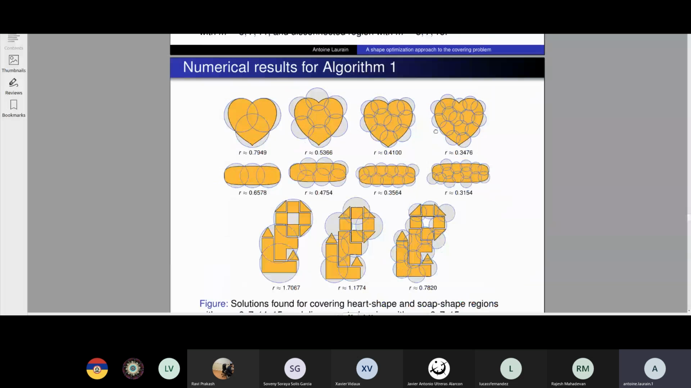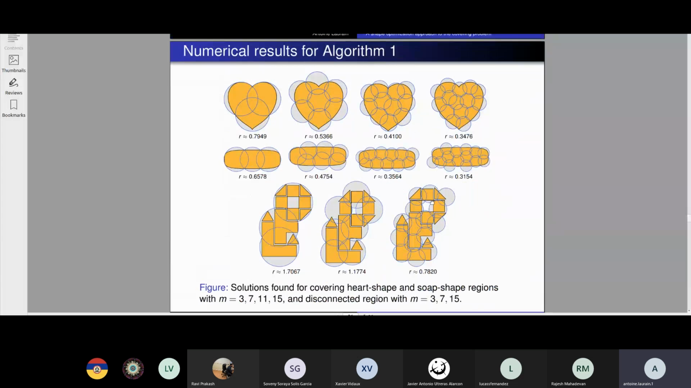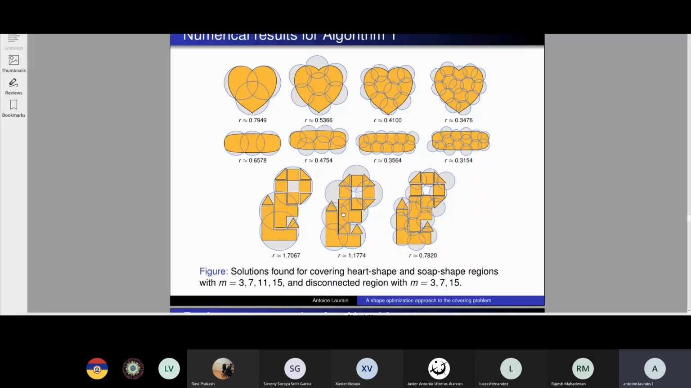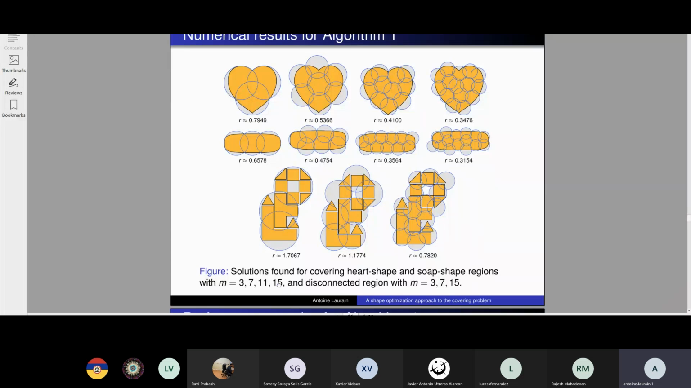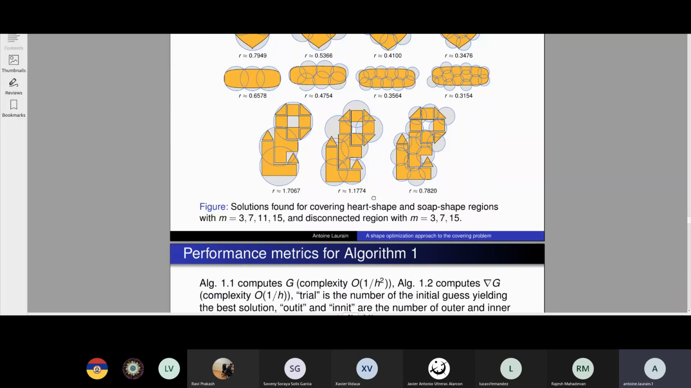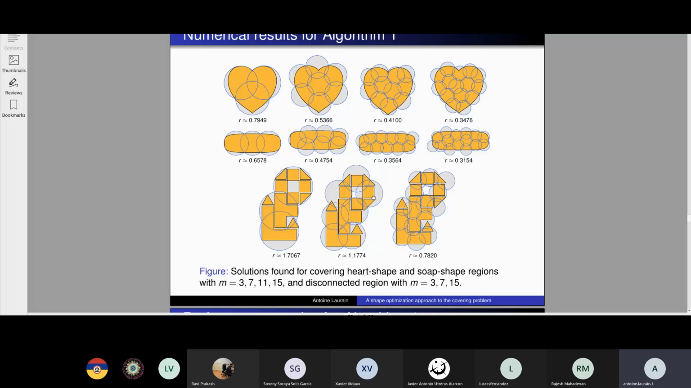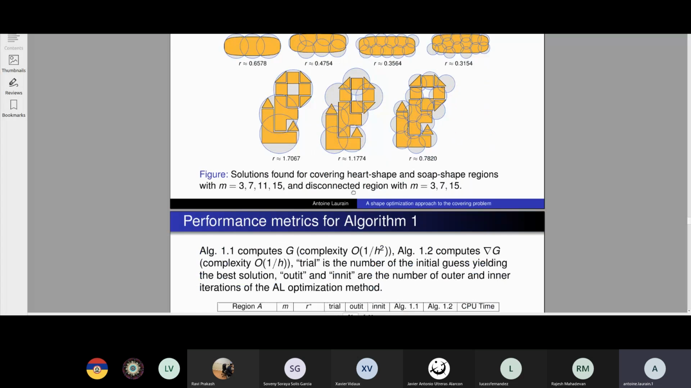Okay, so in the paper we show many different types of coverings, and it works quite well. But after that, I'm going to show the other algorithm where we can cover with many more balls. In this first algorithm, we cannot have too many balls because otherwise, from the numerical point of view, it becomes very expensive. So here at best we have some 15 balls, but in the other algorithm we can cover with many more disks, and we can have a much more accurate covering.